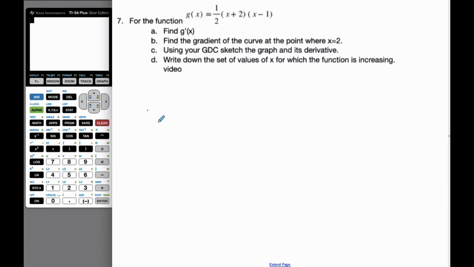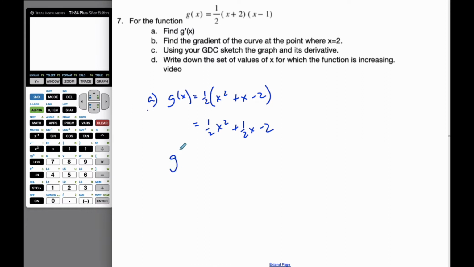Okay, so we're working on the power rule and the slope of the function, the derivative. So if I'm given g of x here, I'm looking for the derivative of g of x. In order to help me find the derivative, I'm going to take my function and expand it out. When I expand it out, I get x squared minus 1 plus 2 is plus x minus 2, which gives me half x squared plus half x minus 2.